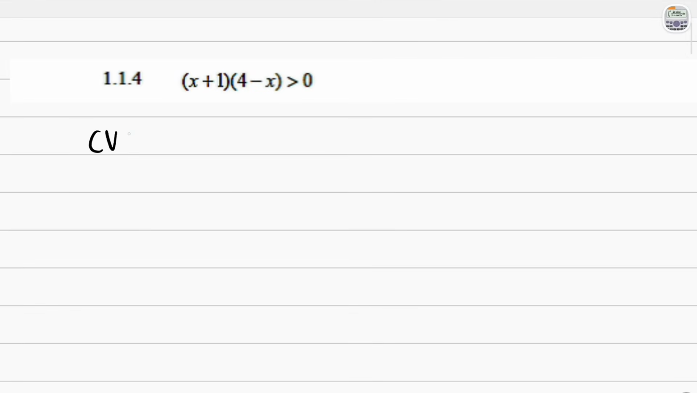So let's find our critical values. And we find those simply by setting these equal to 0. So here, x is simply equal to negative 1.